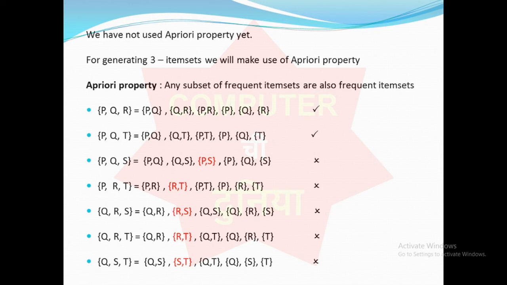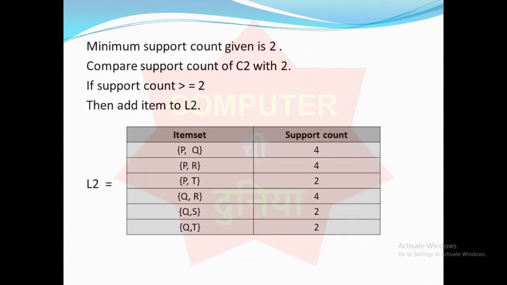Now, according to the Apriori property, we have to check all the subsets of these item sets. I will explain the first one. Our first item set is PQR. The subsets of PQR are PQ, QR, PR, P, Q and R. Now we will check whether these subsets are frequent item sets or not. For that purpose, we will check our lists L2 and L1.